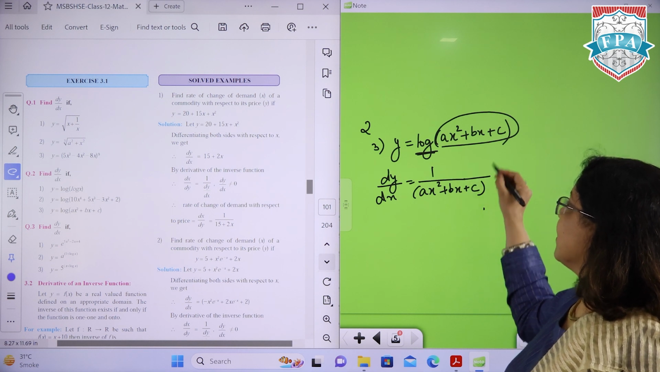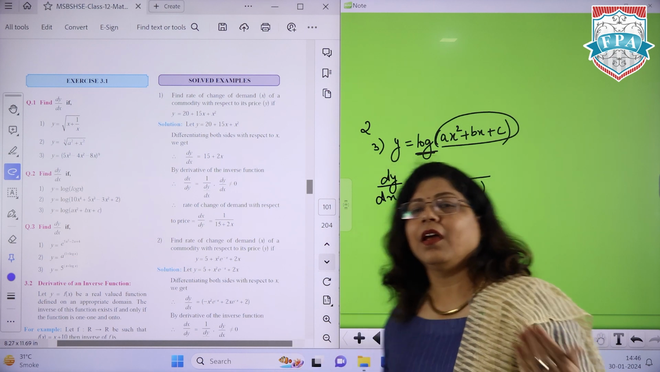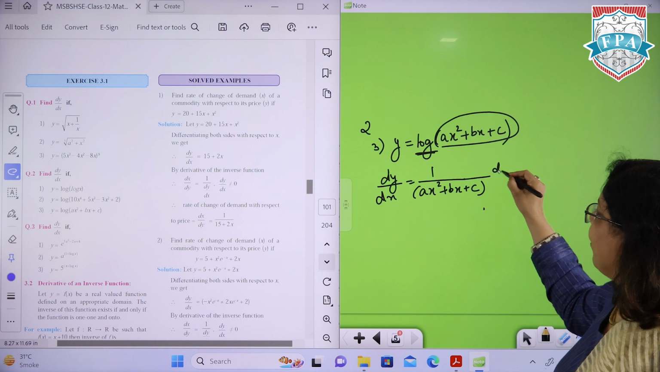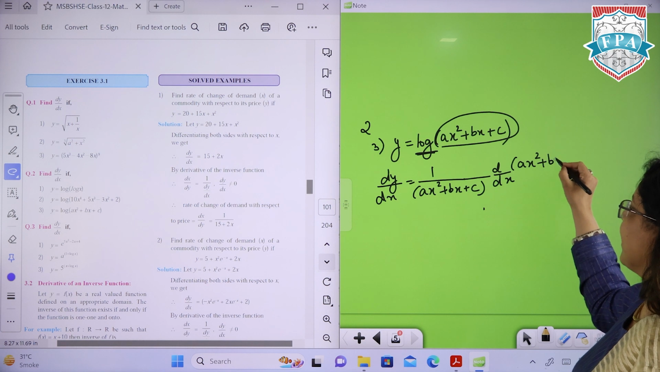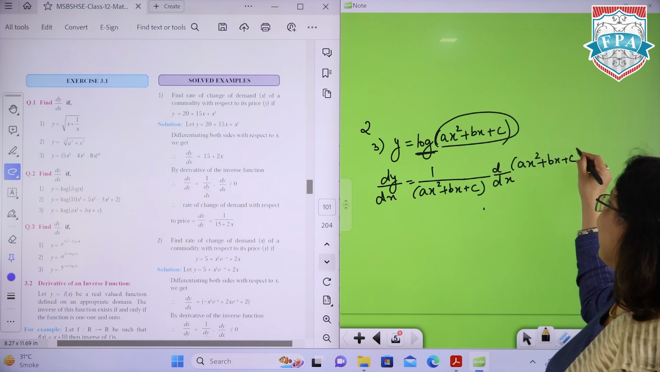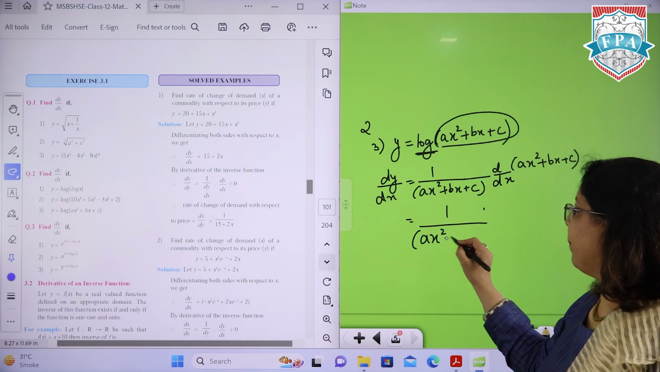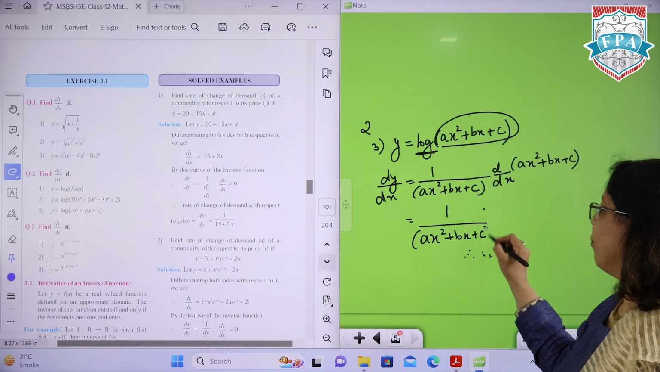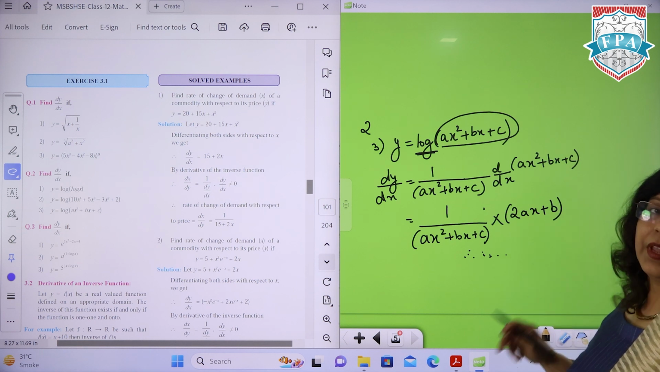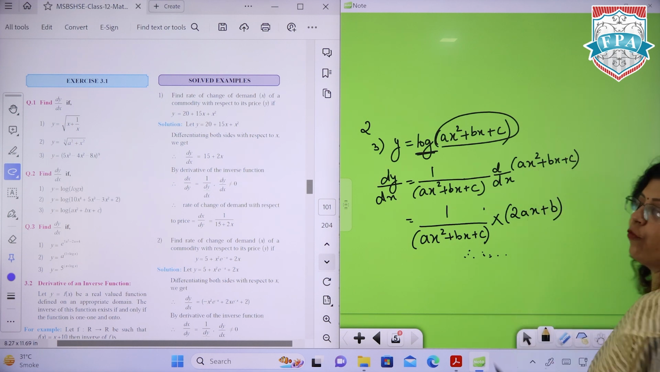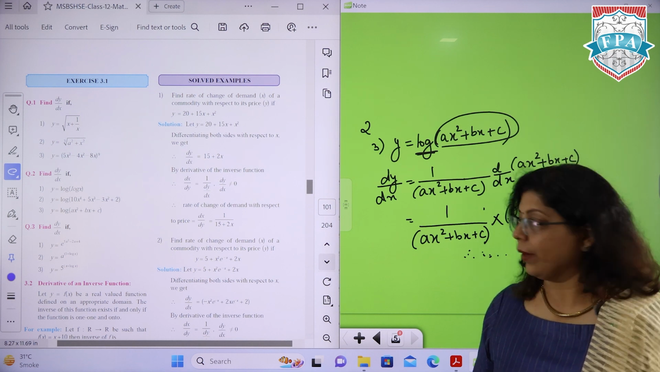And since this is not simple x, this is a full expression, this also needs to get differentiated again. So we'll write d by dx of ax square plus bx plus c. Your final answer will be 1 over ax square plus bx plus c multiplied by 2ax plus b. Again with the same formula, x to the power n gives n times x to the power n minus 1.